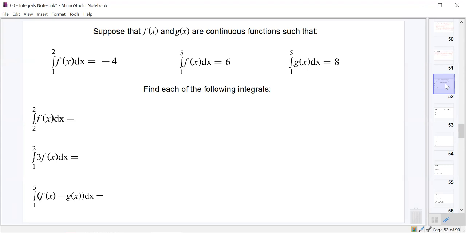So in this first one, we've got the integral from 2 to 2 of f of x. We don't actually need any of these other integrals to figure that out. We know the integral from a to a of any function is just 0.